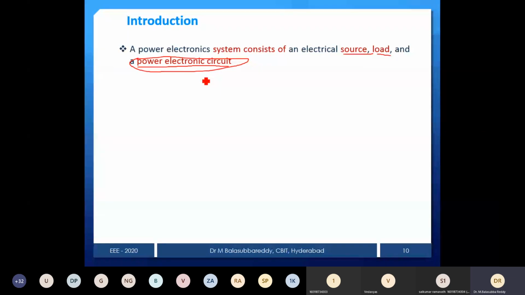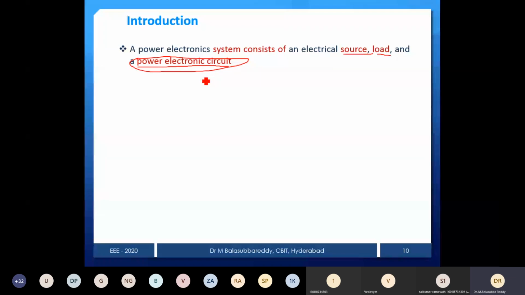That circuit will act as a phase control rectifier. It will convert fixed AC to variable DC, so that your DC motor is going to be controlled. Otherwise, if your load is an AC motor, let it be an induction motor or a synchronous motor, I want to control the speed of the motor.